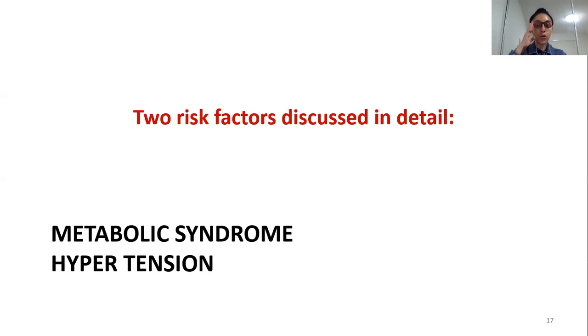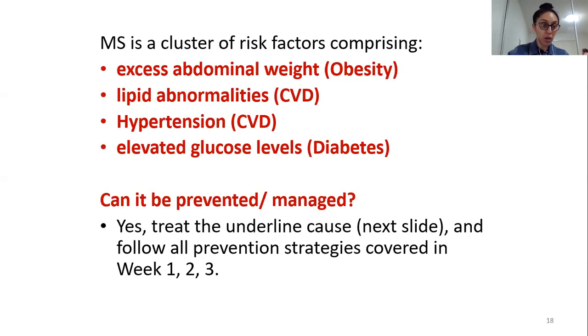In this lecture, we are going to discuss two main risk factors of cardiovascular diseases. The first one is metabolic syndrome and the second one is hypertension. We'll start with metabolic syndrome, which I have just abbreviated here as MS. So what is metabolic syndrome?